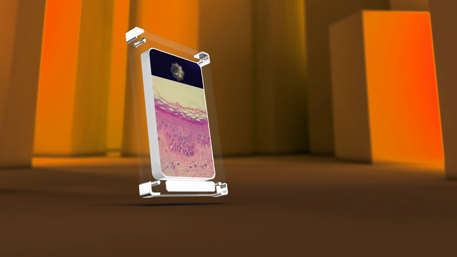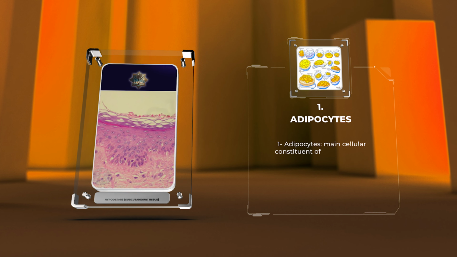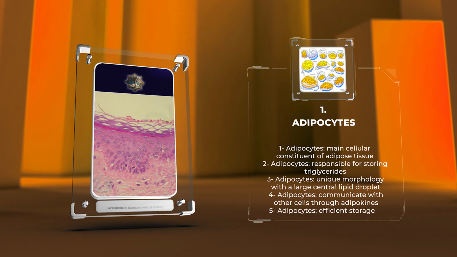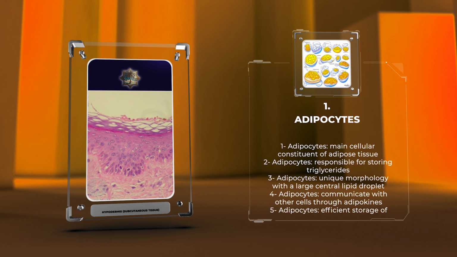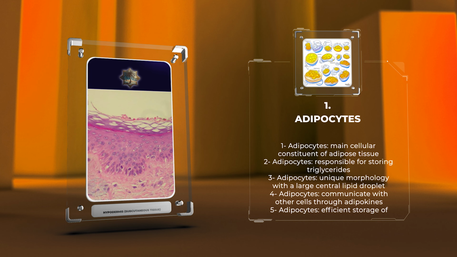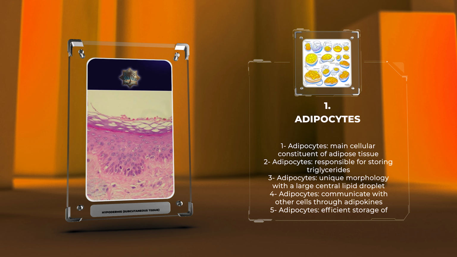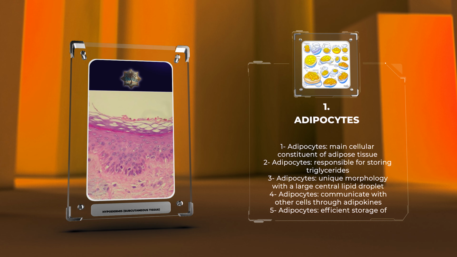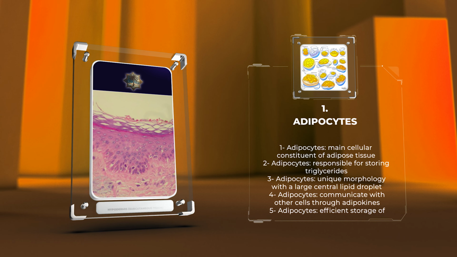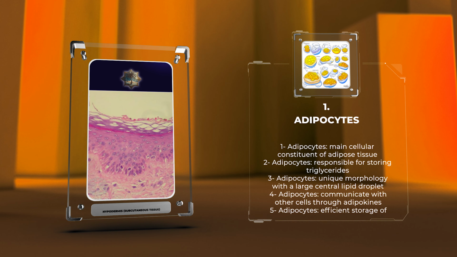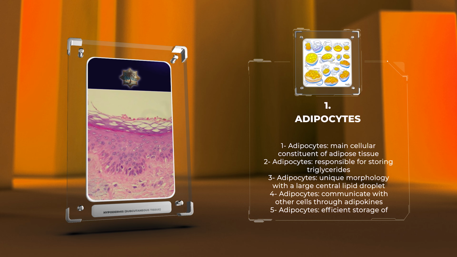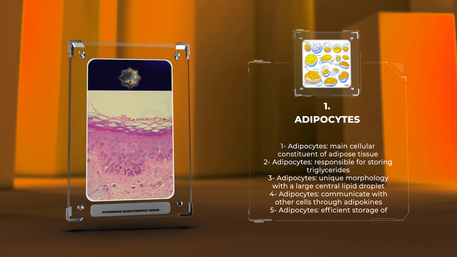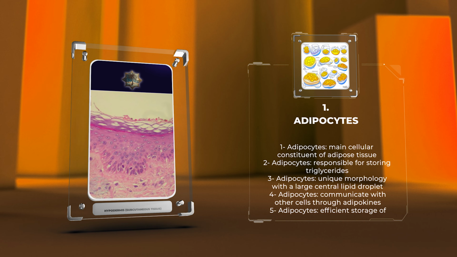Adipocytes are the main cellular constituent of adipose tissue. These specialized cells are responsible for storing triglycerides, which make up the majority of fat in our bodies. They are unique in their morphology, with a large central lipid droplet that pushes the nucleus to the periphery. This arrangement allows efficient storage of triglycerides while still maintaining the basic cellular machinery needed for adipocyte function. Adipocytes communicate with other cells through secreted molecules called adipokines, which we will explore later in this script.